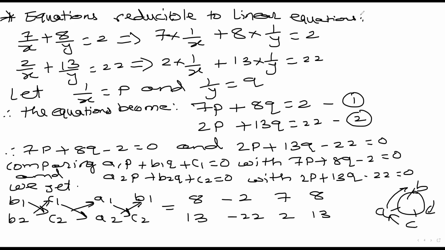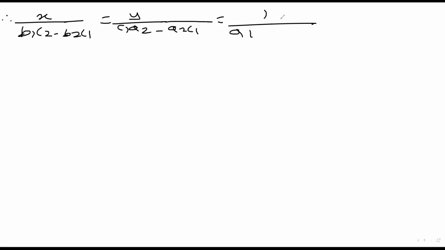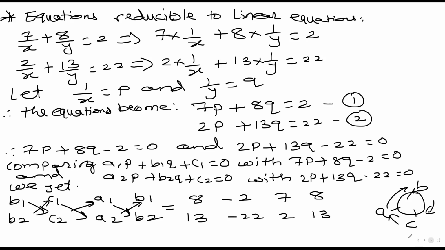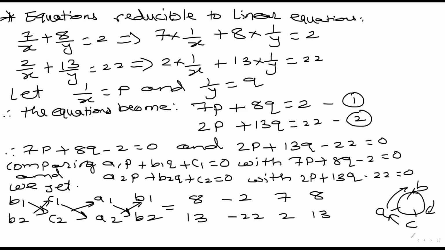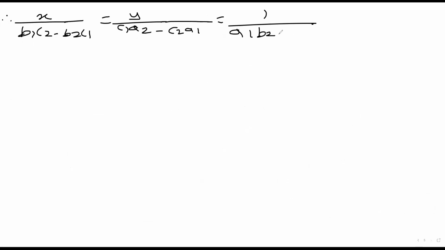Oh wait a minute, I have written c2 here, but we have b2. Sir, in y also it is c1 a2 minus c2 a1. Yes, c2 a1. And here we have a1 b2 minus a2 b1. Correct? Now substitute the values.